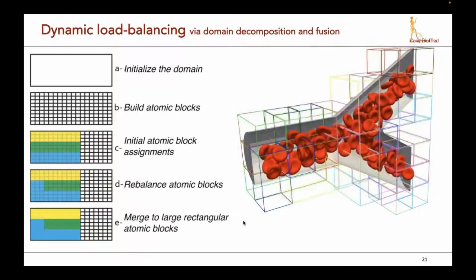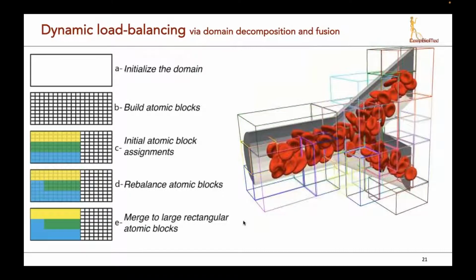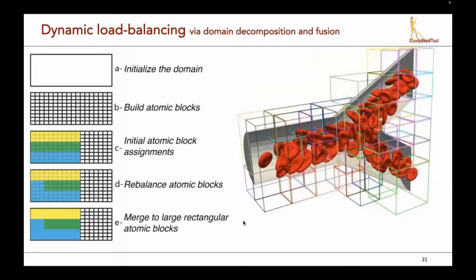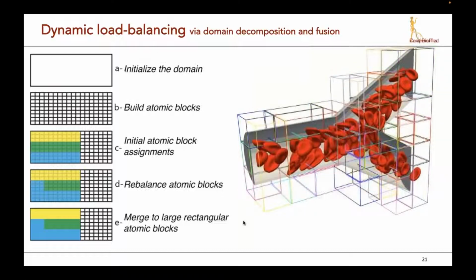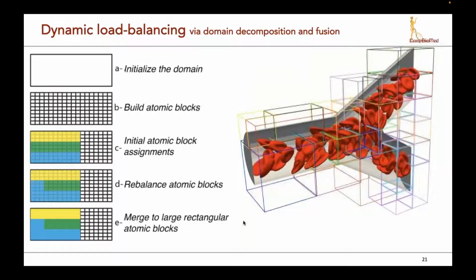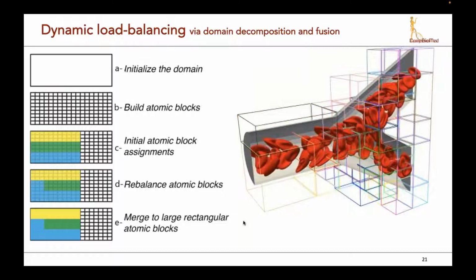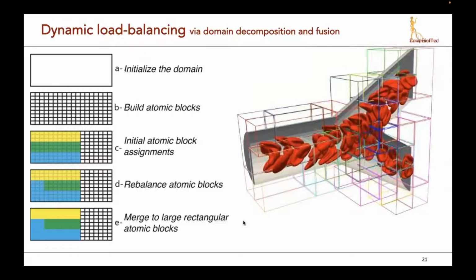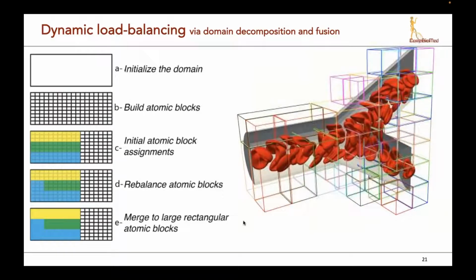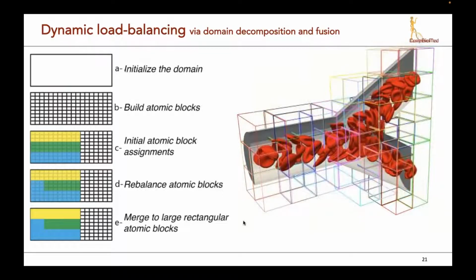How this looks in practice. There is a very simplified Y-shaped bifurcation on the right side, but it is enough for demonstrative purposes. You can see that the red blood cells are moving through. And another thing that you can notice is that the domain decomposition, denoted by these colorful blocks, keeps changing.